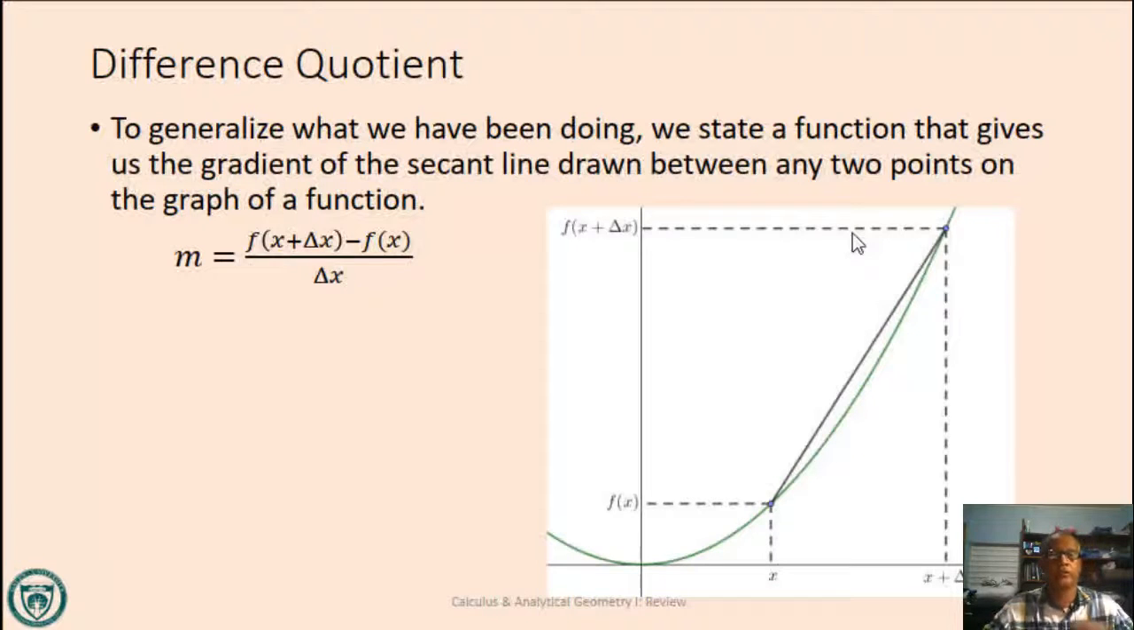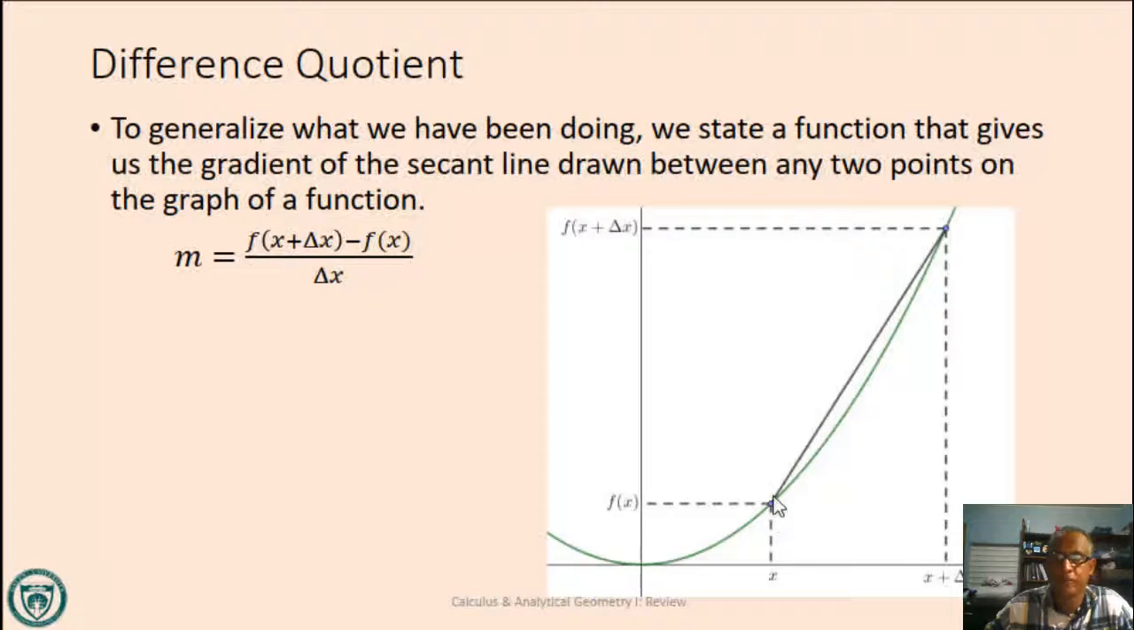We now continue with a look at the difference quotient. So suppose you have some function f of x and you want to know the gradient of a secant line drawn between 2 points on that function. Well, by now it should be clear to you that this equation here will give you that gradient. So if you have some point here x, this will be f of x.